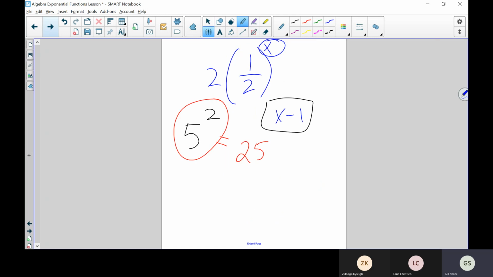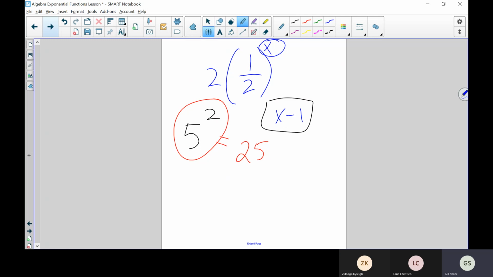If not, no big deal. What is this particular equation or function? Exponential or linear? Exponential. Yeah, there's an x as a variable. That is exponential. What is this one? Linear. There's no x as an exponent.